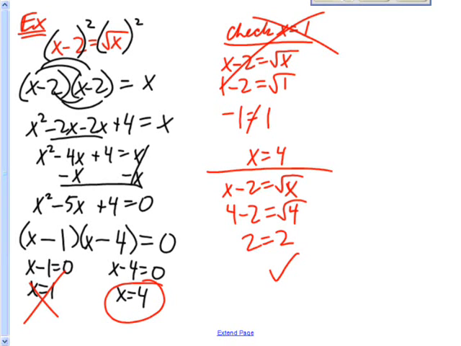So this was a great example of having an extraneous solution, that 1. It was a solution that when I transformed the equation, I got 1 and 4, right? When I transformed the equation, that 1 did not satisfy the original equation. So that is an extraneous solution, okay?